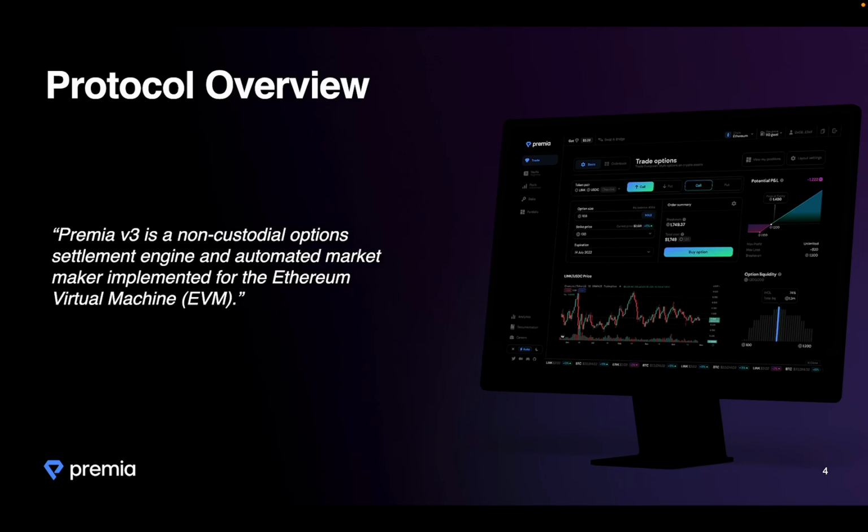So this is taken from the white paper. It's just a very simple one-line sentence of what the protocol is. Premia V3 is a non-custodial options settlement engine and an automated market maker implemented for the Ethereum Virtual Machine. So hopefully that made sense to a lot of people. If it didn't, basically it just means we do not hold your funds. We ensure that there is no counterparty risk when two people are interacting with each other. And we're designed in the structure of an AMM within Ethereum and Ethereum compatible blockchains.